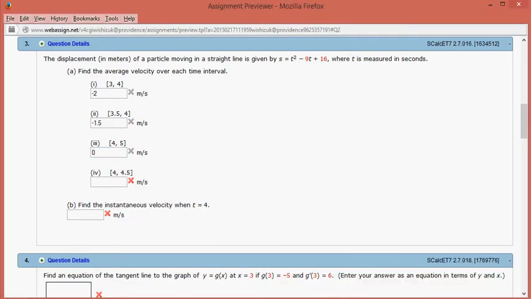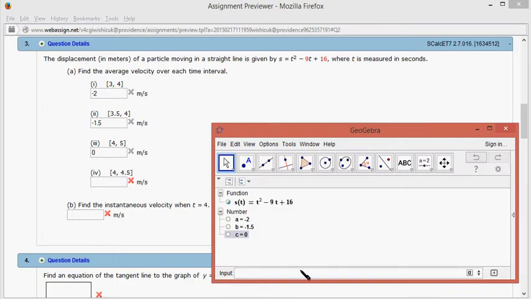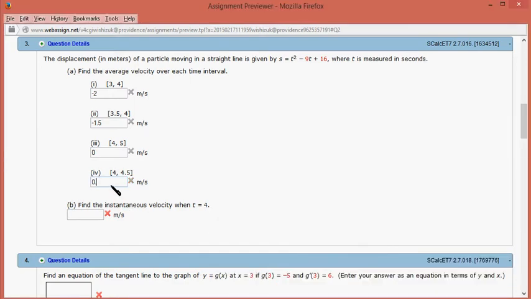Alright, and the last one is s of 4.5 minus s of 4 and divided by 4.5 minus 4, which is going to be 0.5. Right, so it's a 0.5. Alright, so we got those.